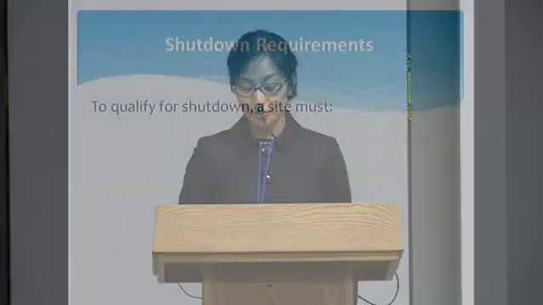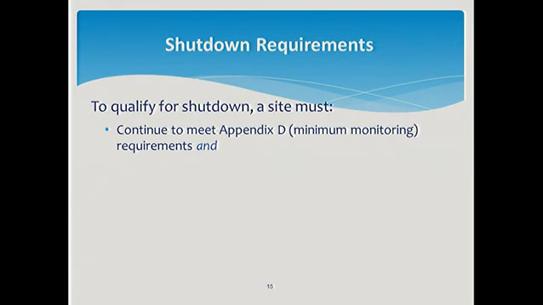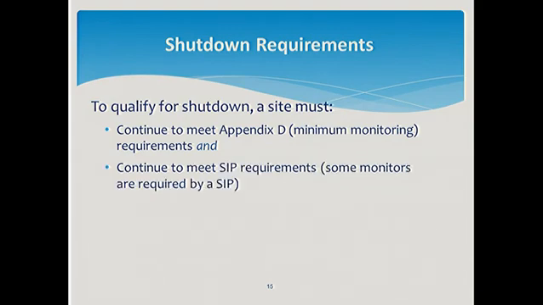So, to qualify for a site shutdown, the Code of Federal Regulations says that EPA actually needs to approve that, and there's a number of criteria that you need to meet to be able to shut down a monitor. You need to be able to show that your area, after you shut down the site or monitor, will continue to meet Appendix D minimum monitoring requirements, which are those requirements that Eric so nicely walked us through yesterday. You also need to show that the area will continue to meet any SIP requirements.